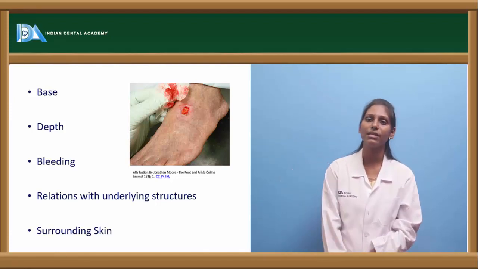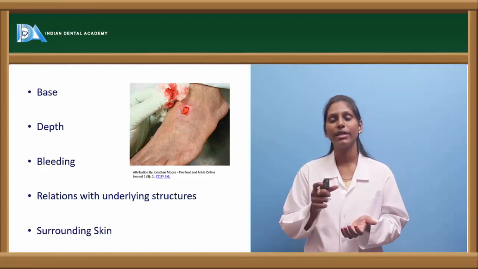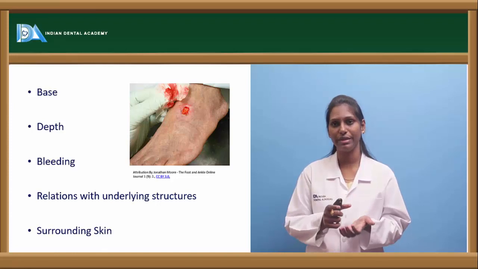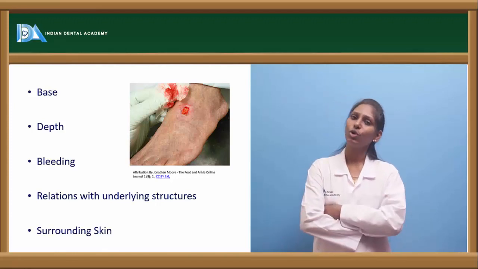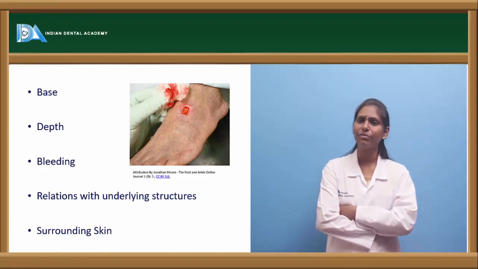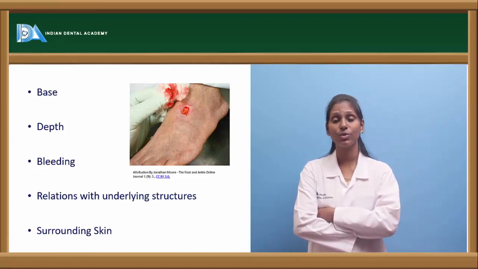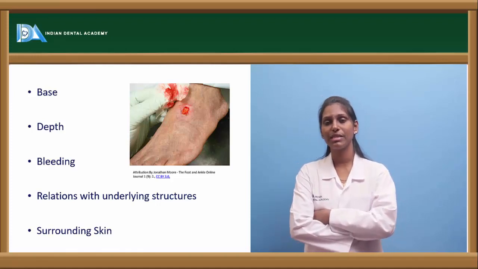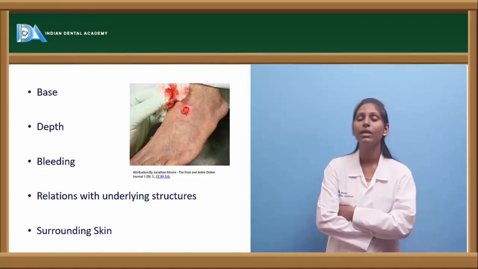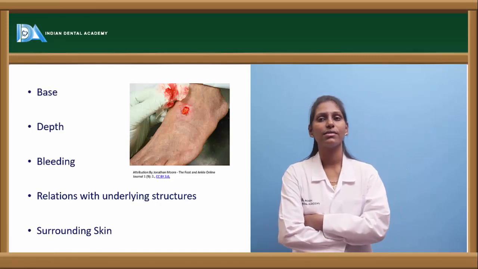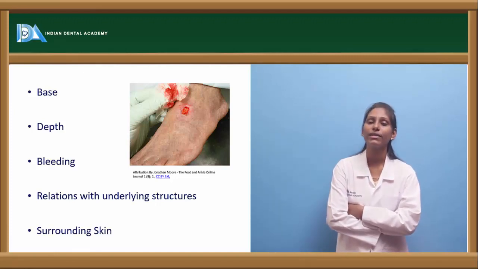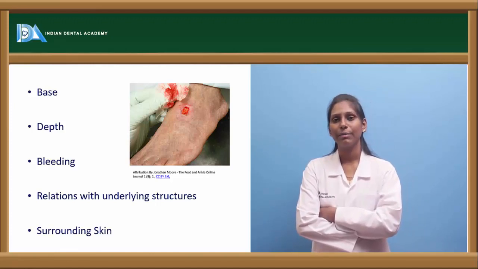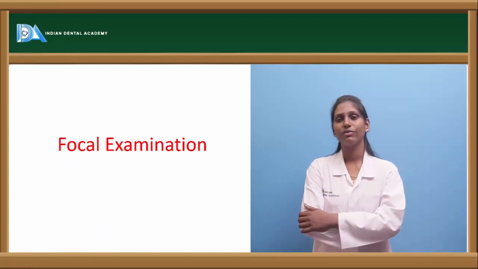And base of an ulcer, as we discussed, it is about how we actually hold it between the fingers and move the edge, move the base of the lesion. And then depth also can be measured with the help of a measuring tape. Usually in case of venous ulcers or in case of pressure ulcers or decubitus ulcers, depth of an ulcer is very much deep, and bleeding can be seen in case of venous ulcers again, and relationship with underlying structures like in decubitus ulcers, and surrounding skin also can be associated in case of these ulcers.